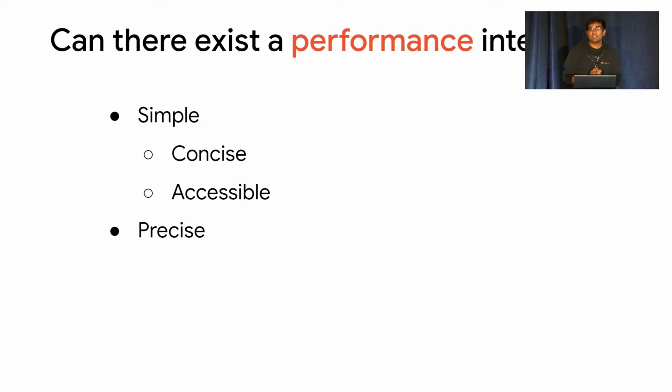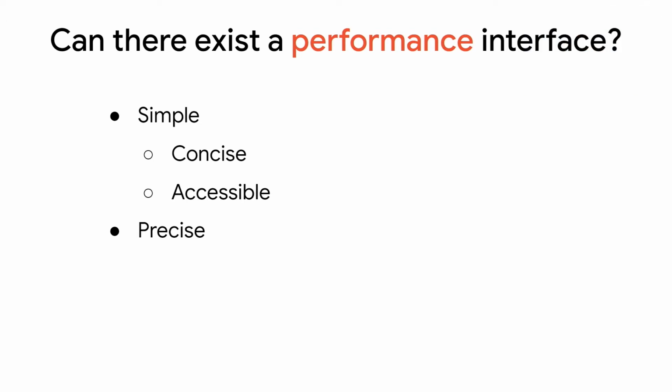So in this work, the question that we ask is, can there exist such a thing as a performance interface? So is it possible to have an interface that only describes the performance properties of a piece of code that a user needs to know and abstracts away everything else? And is it possible to keep this interface concise and accessible when performance typically ends up depending on low-level implementation details?